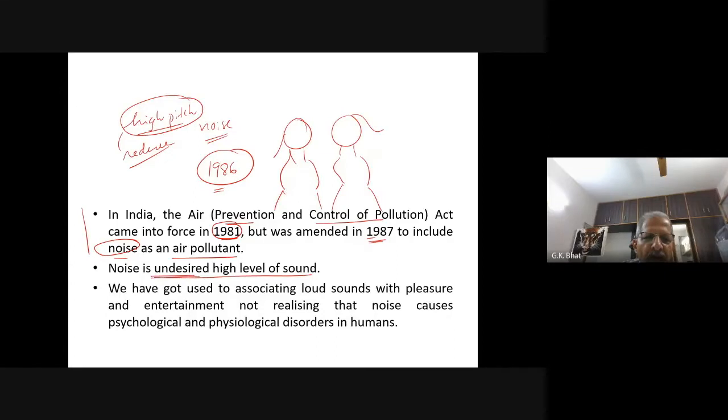Many times you may be participating in a college function, you have put on high pitch music, you want to get full Josh, and you are stepping to that music, dancing and all. At that time, it will be noise for all the elderly people. For you, it is a very welcome sound. So we have got used to associating loud sounds with pleasure, the pleasure Kanisa used to get with high pitch sound while playing music.